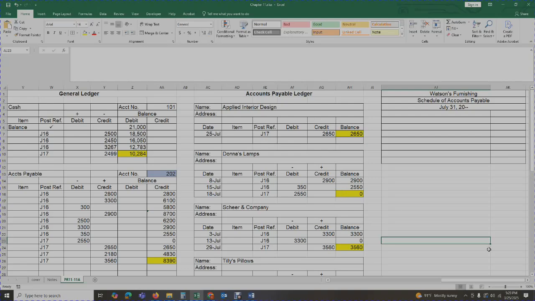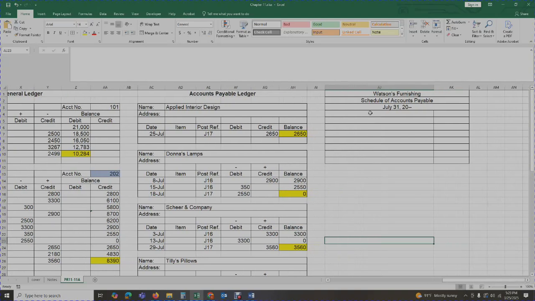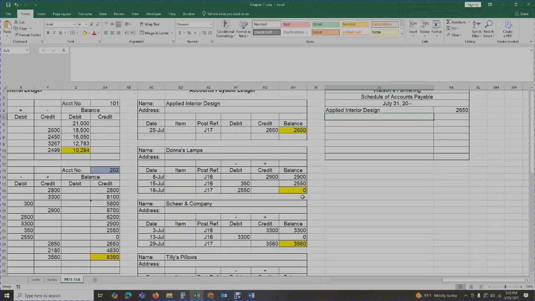Once we have done that, then the schedule of accounts payable is a piece of cake. Okay, all we have to do is bring in the name of the suppliers that have a balance. If the supplier does not have a balance, like Donna's Lamps, for example, then we exclude it. We only want to show who we owe money to. So let's start off with Applied Interior Design. And we owe $2,650. Donna's Lamps is at a 0, so I'm not going to include it.